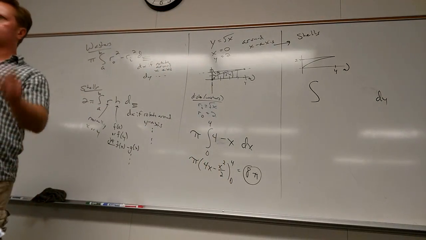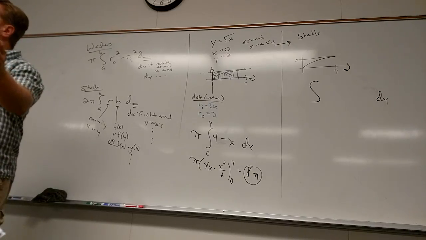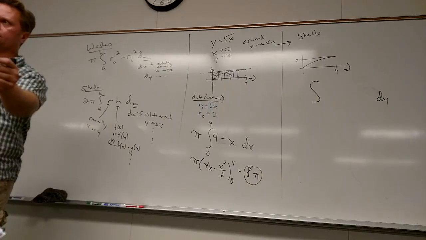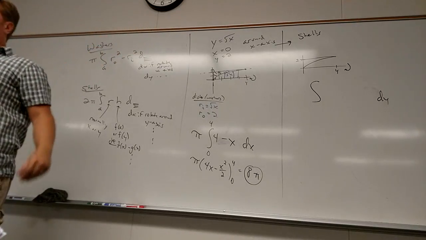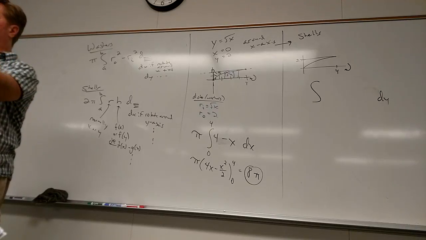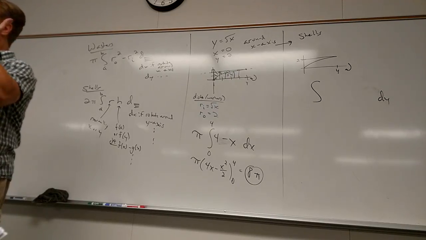Washers, discs, the d piece is exactly the thing that I'm rotating around. Parallel to the x-axis, dx; parallel to the y-axis, dy. Shells, other way. That is one big reason why whatever one can't handle, the other one can, and vice versa.